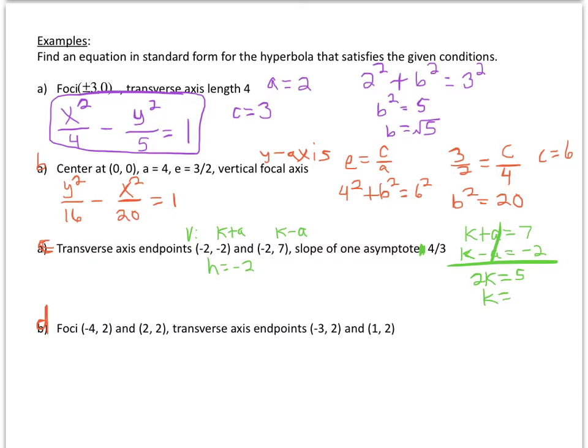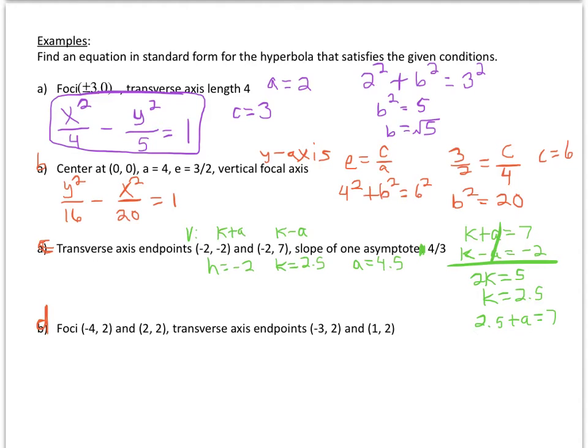So k equals 2.5, because that is what's halfway between -2 and 7. So how far is it to get from k to 7 or from k to -2? Like, what is a? Well, you can plug it back in. 2.5 plus a equals 7. So you'd subtract the 2.5 over and get 4.5. Okay, so what else do we need?